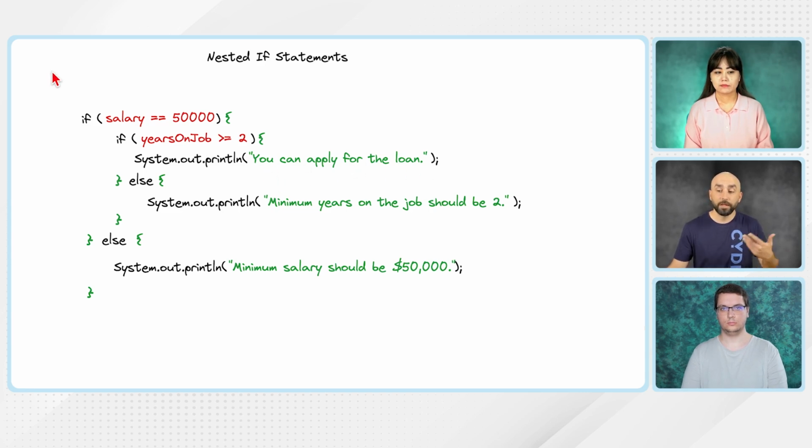If the first condition, if salary 50,000, is not true, it is directly going to jump to the else statement. Basically, the else statement I'm showing on the screen belongs to the first if statement. And the other else statement inside the if, the nested else portion, belongs to the second if statement. I hope this is clear.